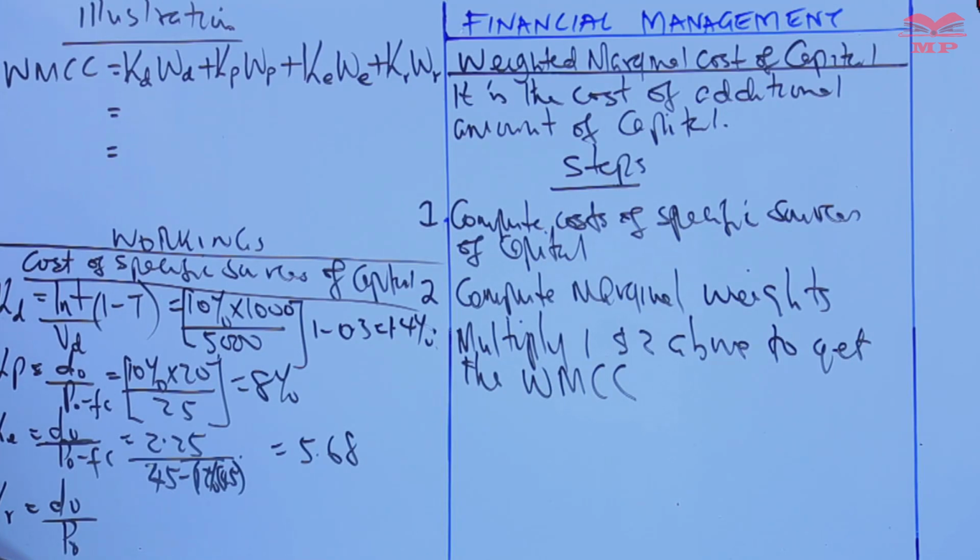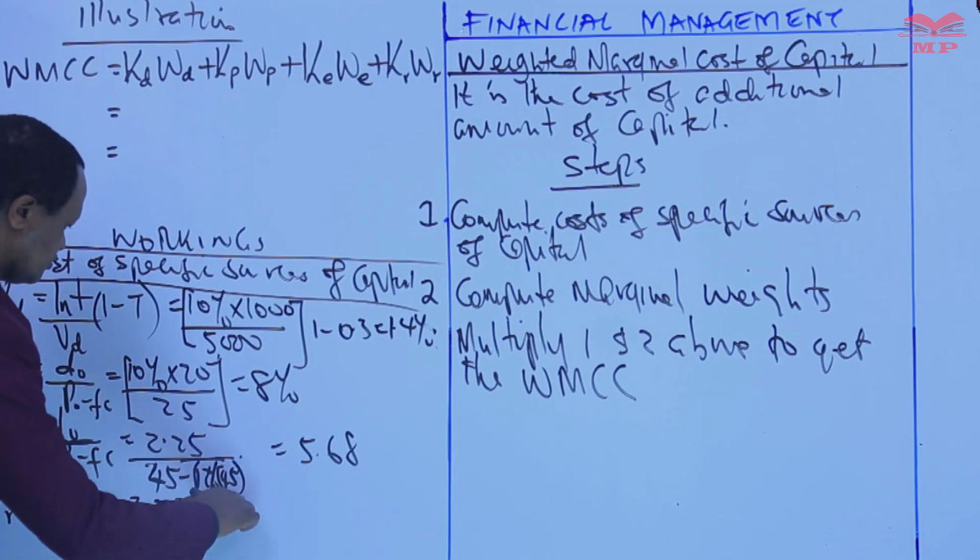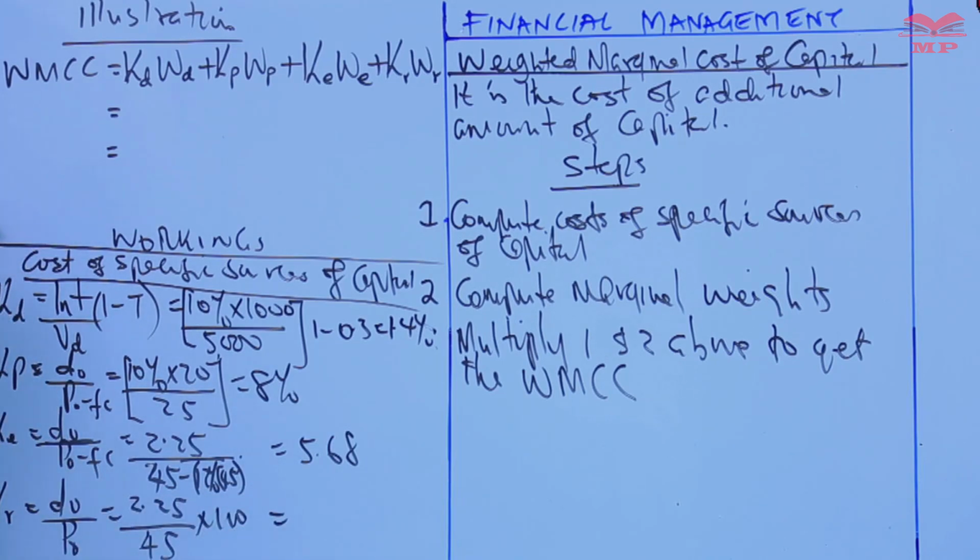And therefore, the cost of retained earnings will be 2.25 over 45. We multiply by 100. What is the cost? 5%.